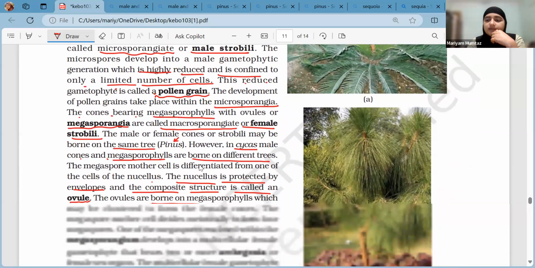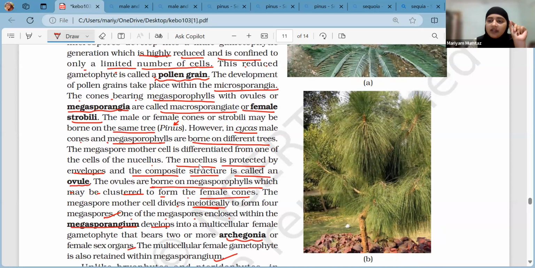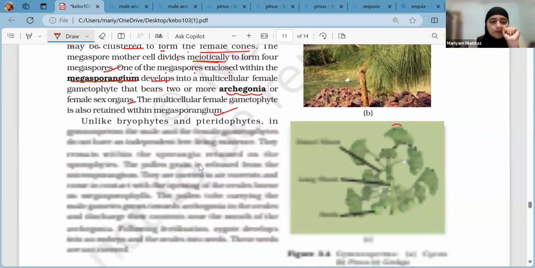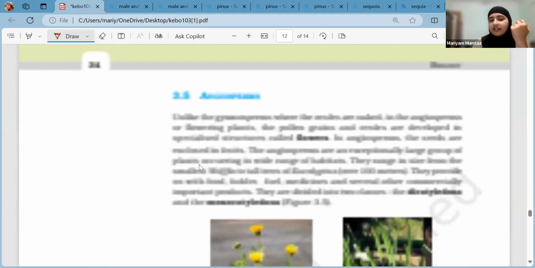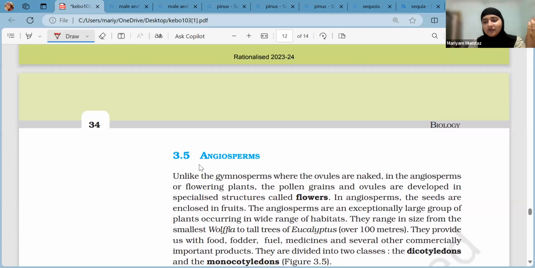Clear? Gymnosperm is clear? Gymnosperm is my least favorite division out of all of them. I would prefer studying algae and bryophytes, but I hate it. All right, now we are on to the best one out of all of them, that is angiosperm. It's the best.